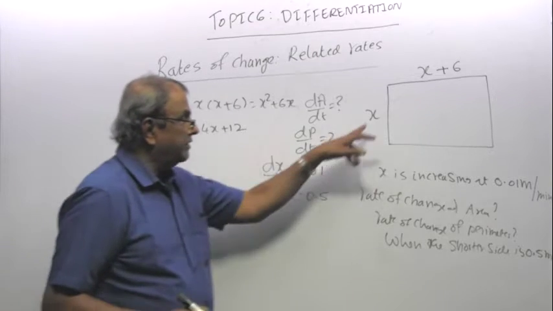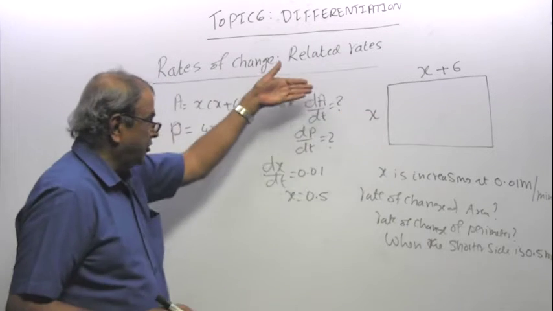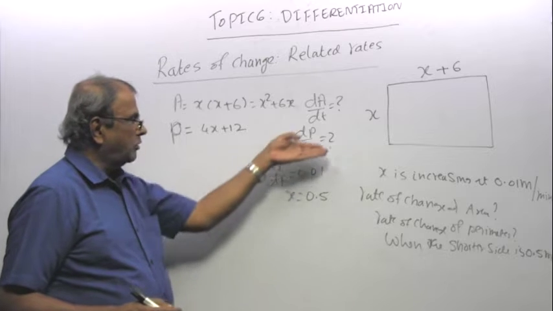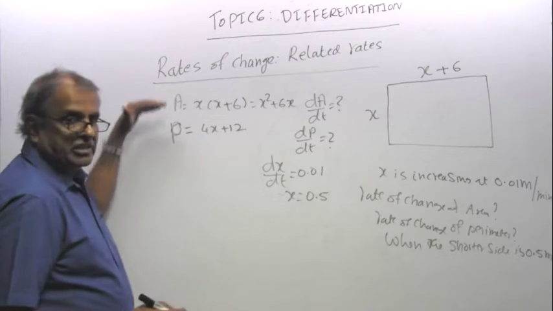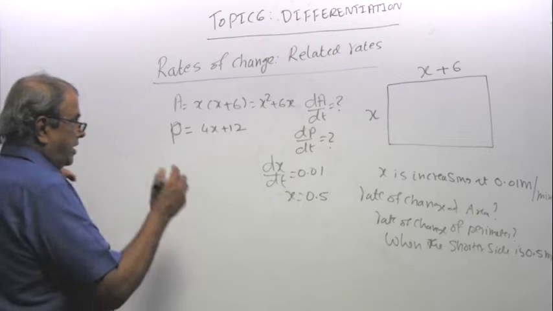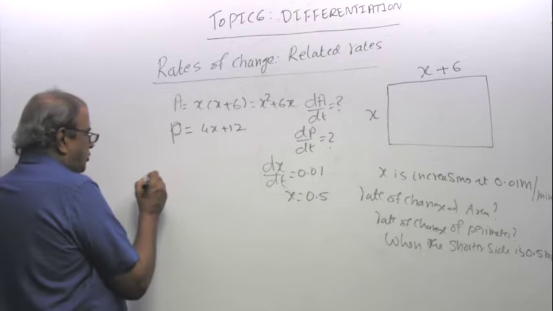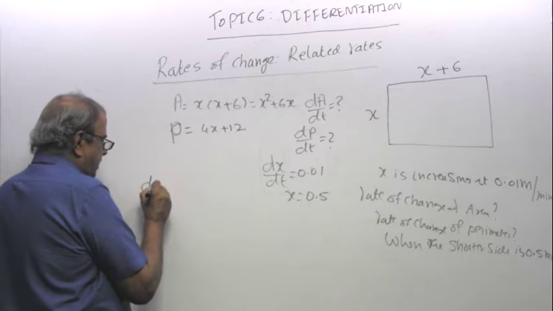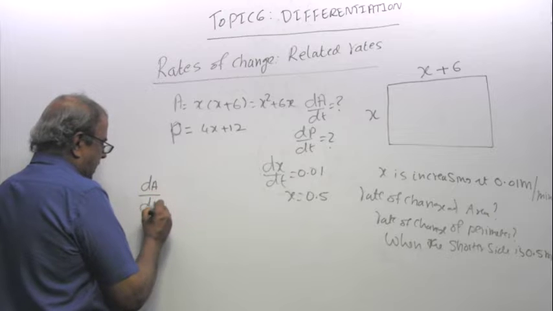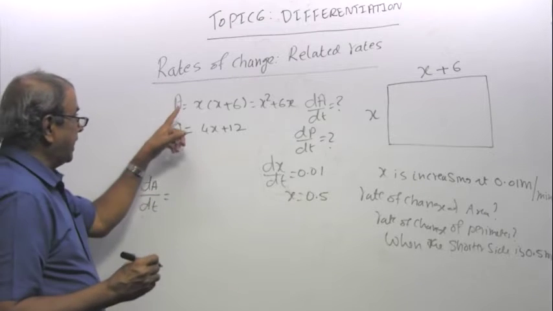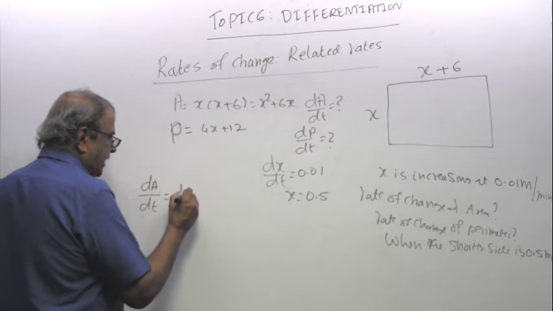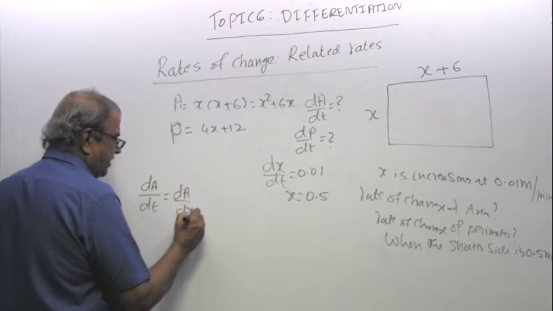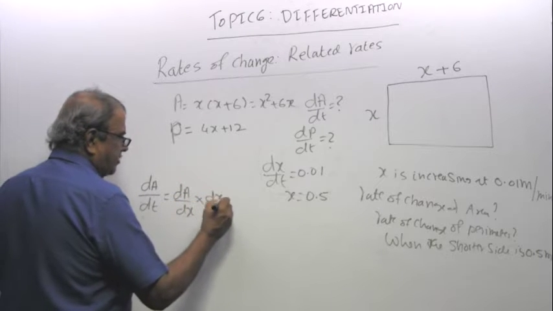So identify the variables, list what values have been given and what values you have to find. Write down equations connecting the variables. Let's find area. Now to find the rate of change of area, I need dA by dt. But A is in terms of x. So using the chain rule, I can say it is dA by dx times dx by dt.